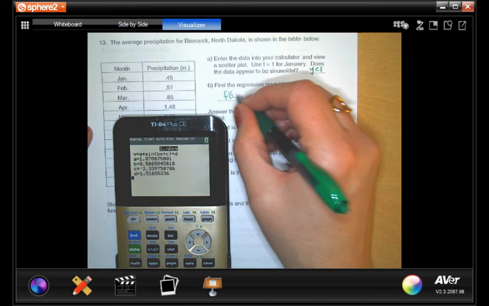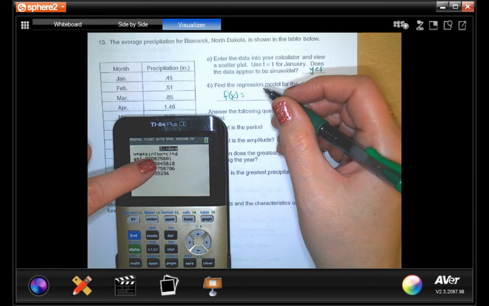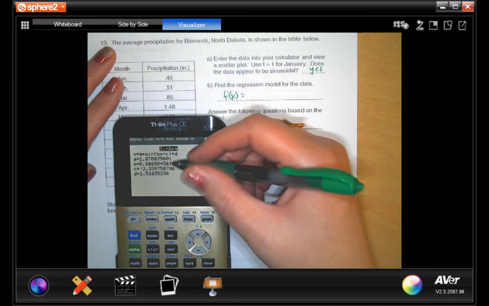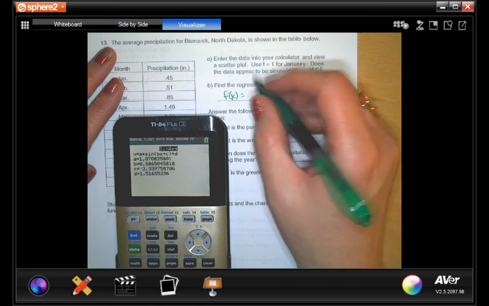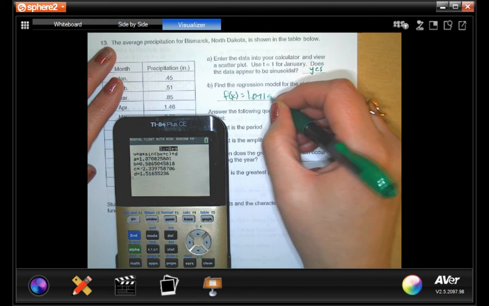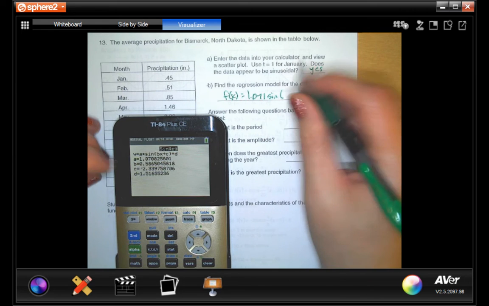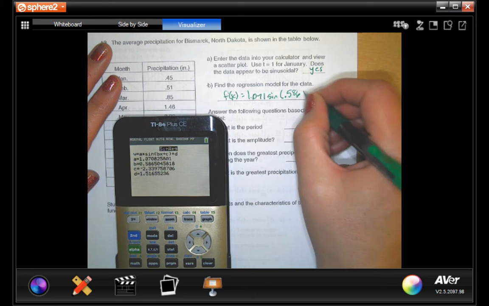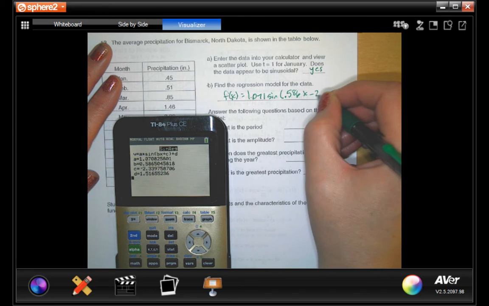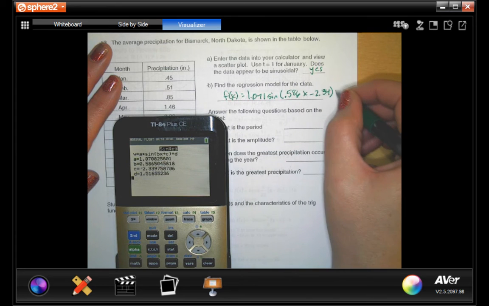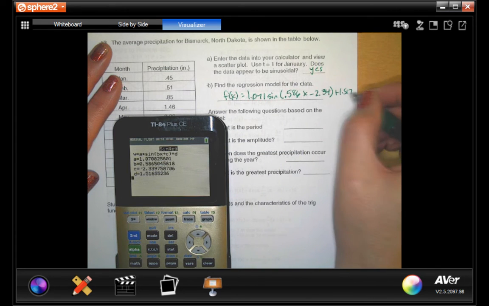So f of x equals, remember guys, this doesn't look like what we do because we always factor b out and it's in front, but on these, we're going to do it exactly like it says. So 1.071 sine, parentheses, b, so 0.586x minus 2.34 plus 1.517.